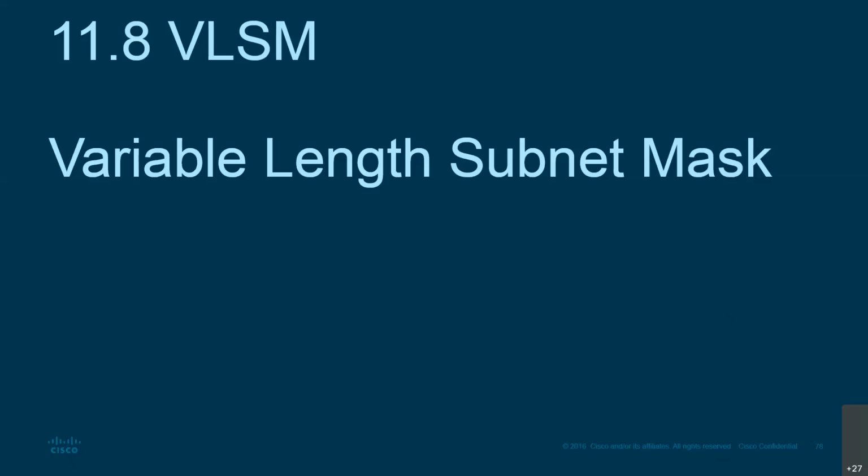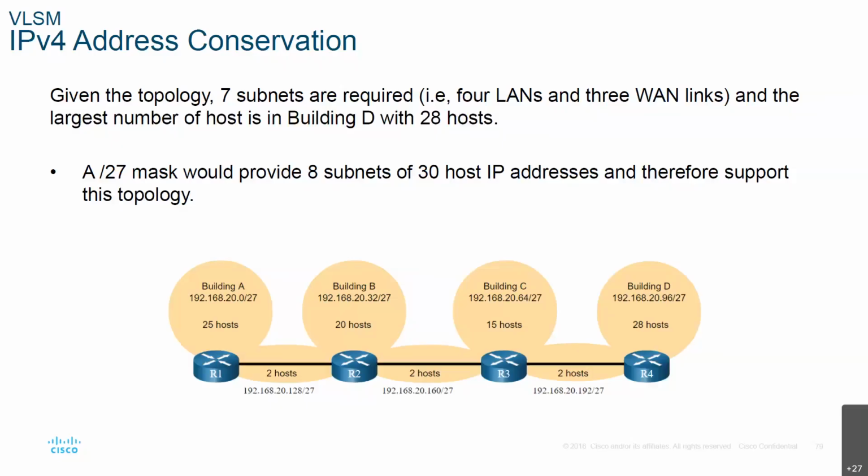Another aspect you have to understand, my dear students, is the concept of VLSM, variable length subnet mask. This is also important. Look at this topology. How many subnets do we need? Network A, network B, network C, network D, perhaps all in a building. Very simple, 4 subnets.